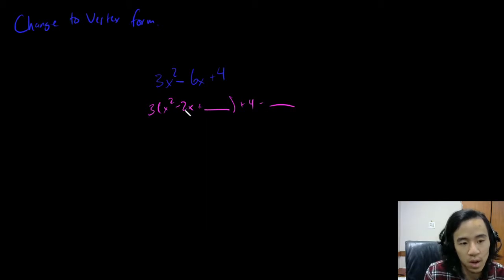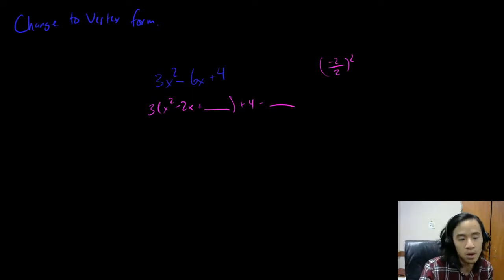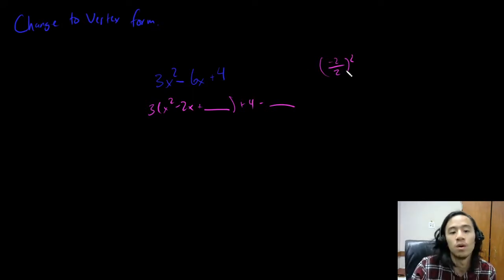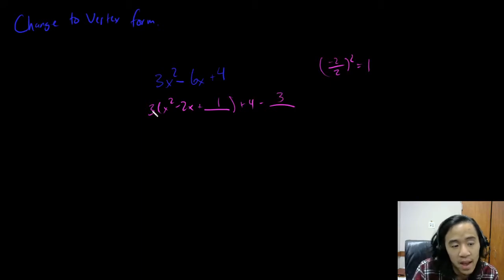Well, it's going to be b, so negative 2 over 2, everything squared. We call it b over 2, everything squared. All right, so negative 2 over 2 squared, well, that is negative 1 squared, which is just 1. So we're going to add 1 here. Well, we're actually going to subtract 3 because we are technically adding 3 times 1. So we're going to put plus 1 here, but we're actually going to subtract 3, whatever we factored out here, 3 times 1.